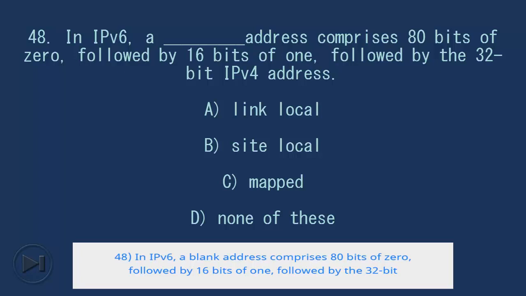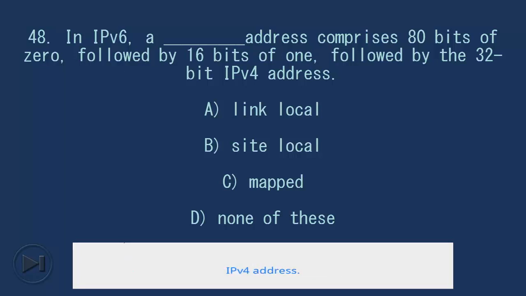48. In IPv6, a blank address comprises 80 bits of 0, followed by 16 bits of 1, followed by the 32-bit IPv4 address. A, link local. B, site local. C, mapped. D, none of these. Answer, C, mapped.